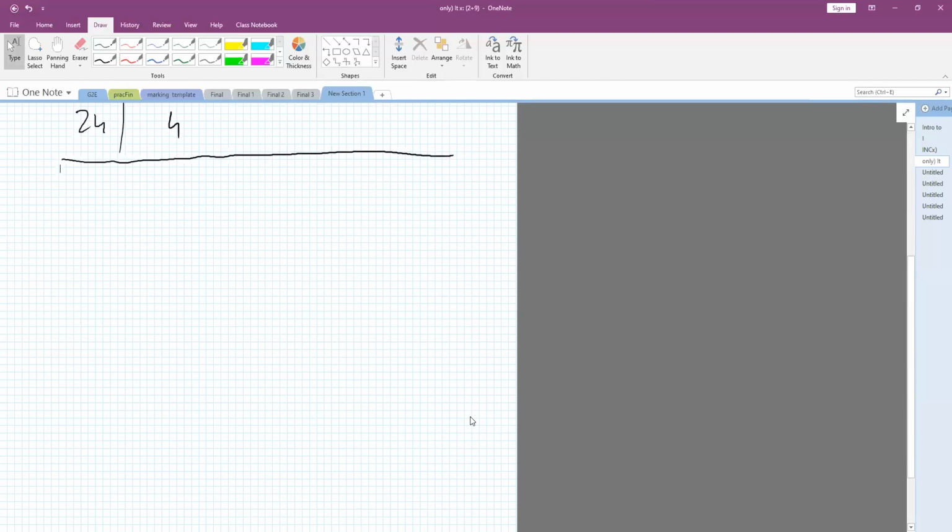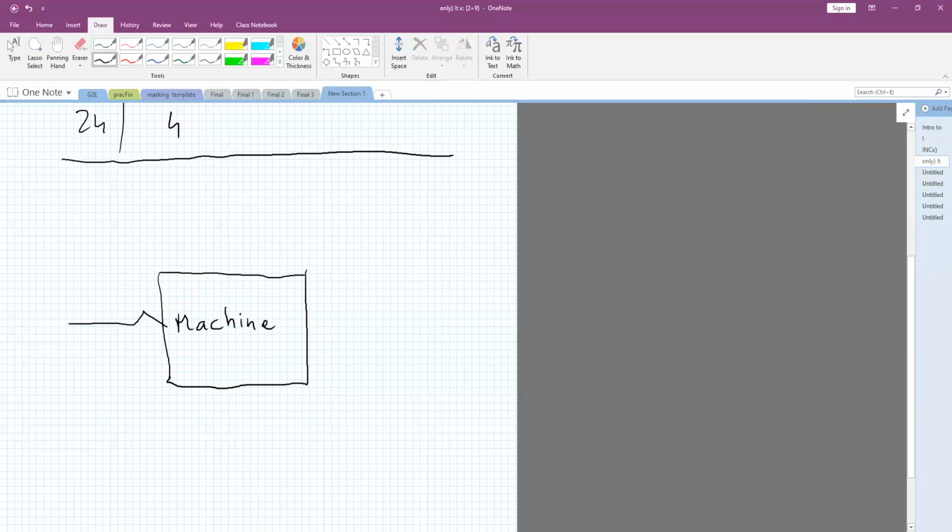You can imagine that the rule is like a machine. This is the calculator. Whatever you put in there, you call it x, and what comes out from that machine is the y.